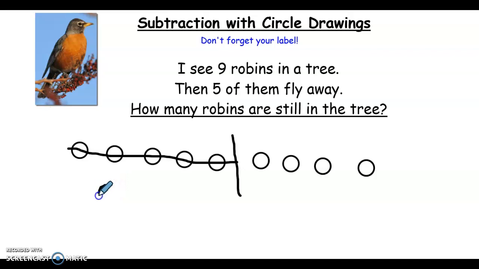I want to show you the equation. So we start off with 9 robins. We subtract because they were flying away. We took away 5 of them, and that was equal to 4. 4 robins left in the tree.